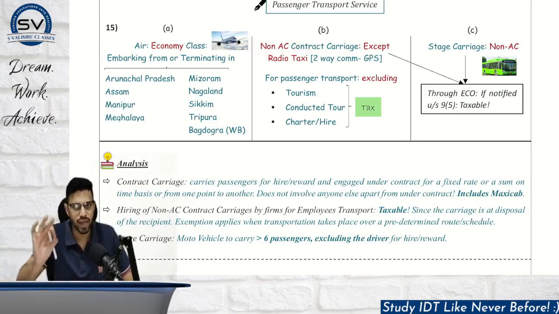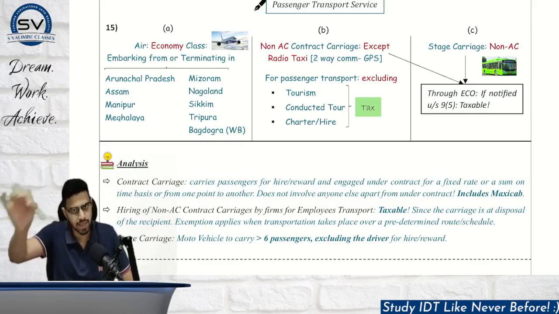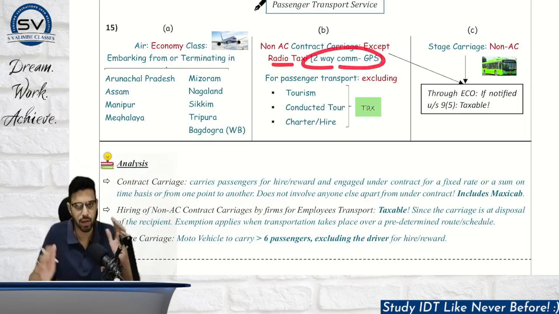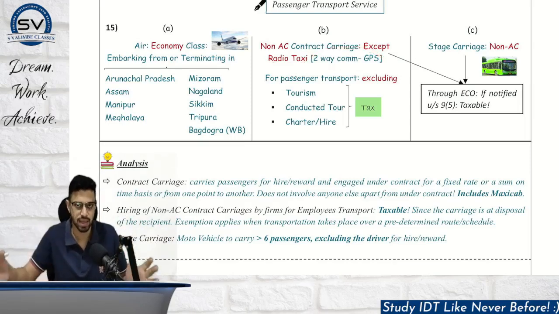Non-AC: wherever you find AC, AC means luxury, so GST will be taxable. And except radio taxi. So a radio taxi may be non-AC, but still it has been excluded, meaning GST will be applicable. Radio taxi basically involves two-way communication, GPS, GPRS. You don't need to go into detail on that. It will be given whether it is a radio taxi or not.